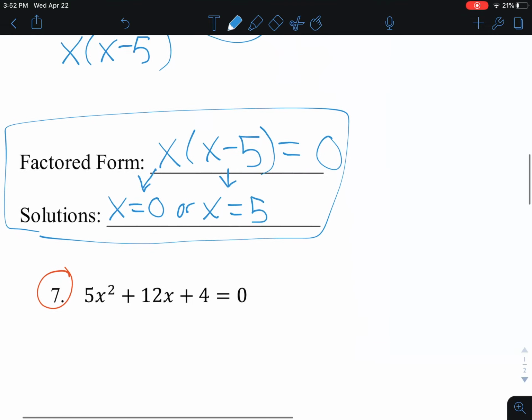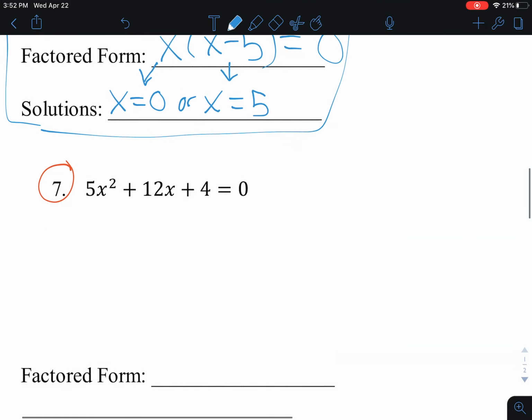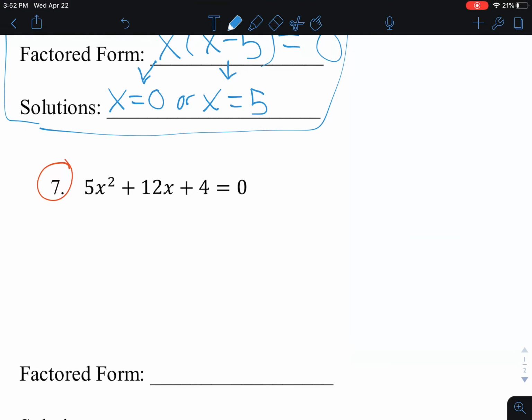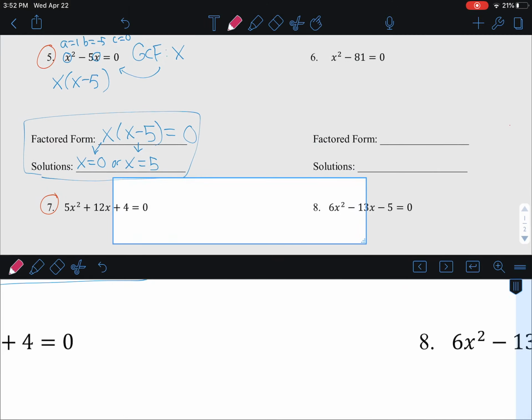All right, and then the heavy hitter. There's no GCF here. Your A is not 1. So remember what I taught before this break was the idea of slide and divide. So here's just a quick reminder about that.